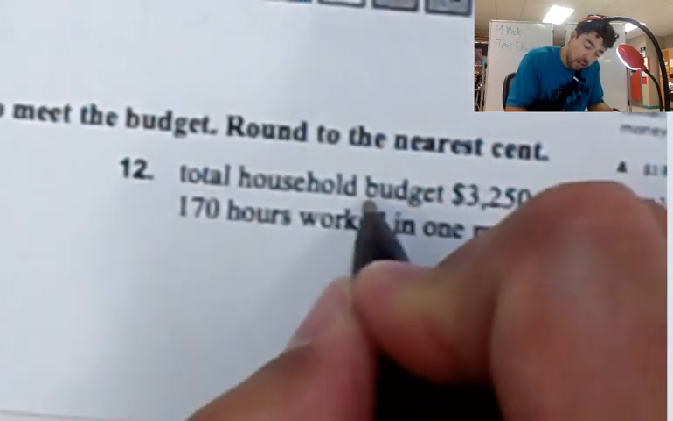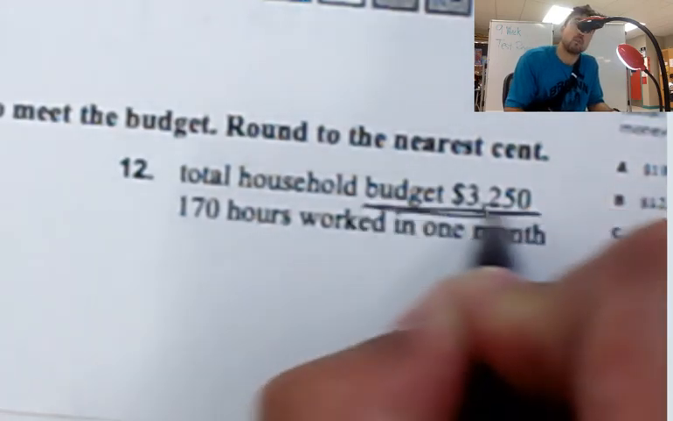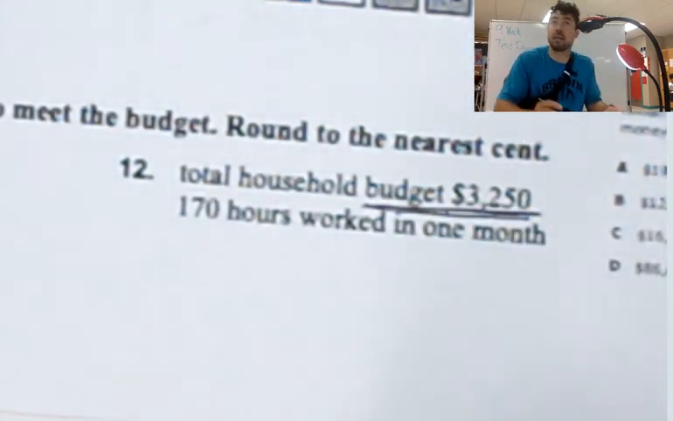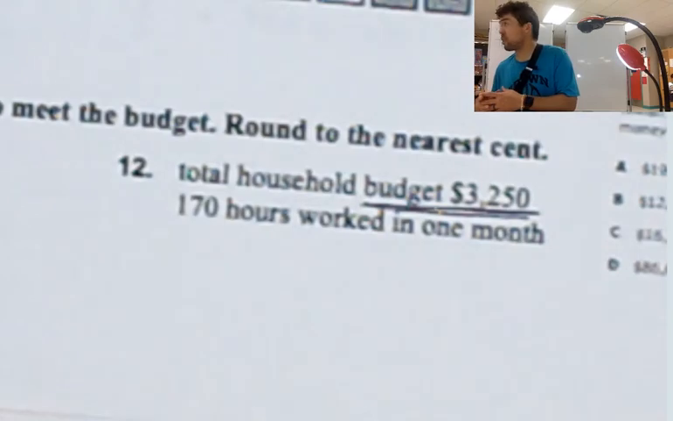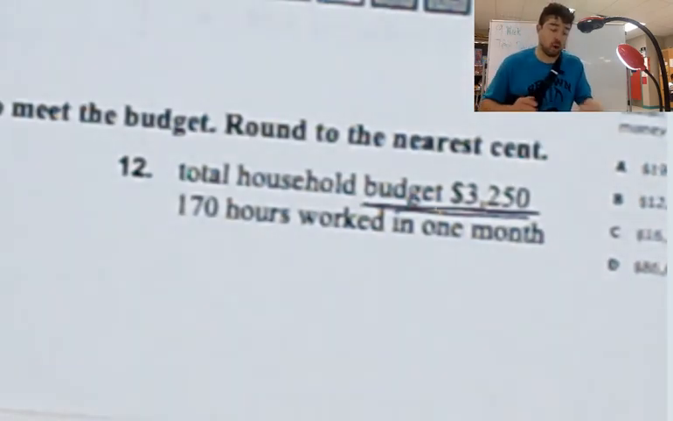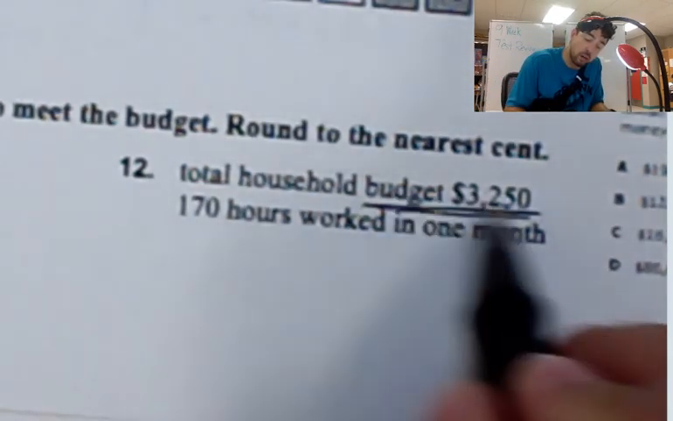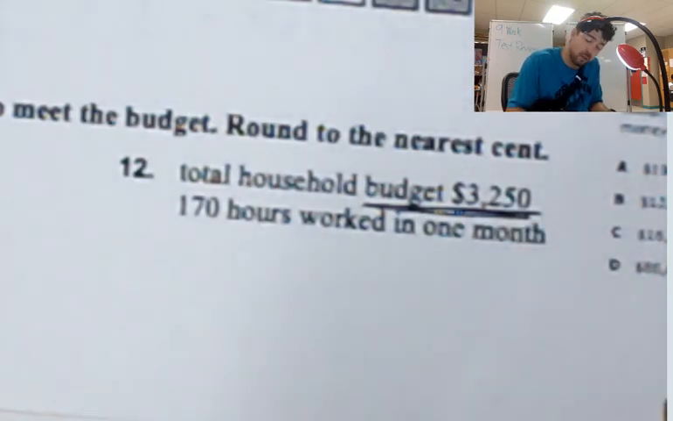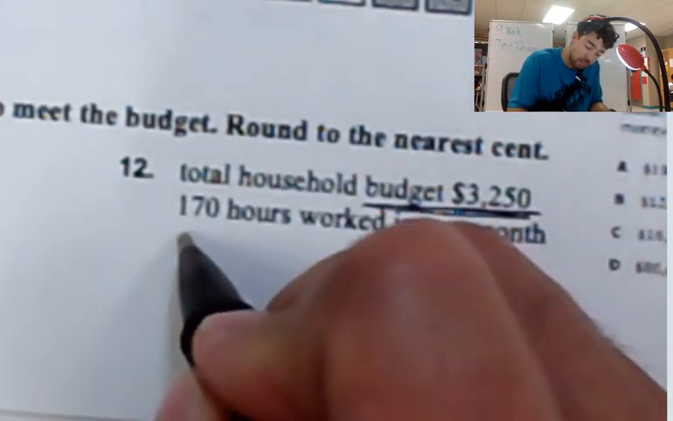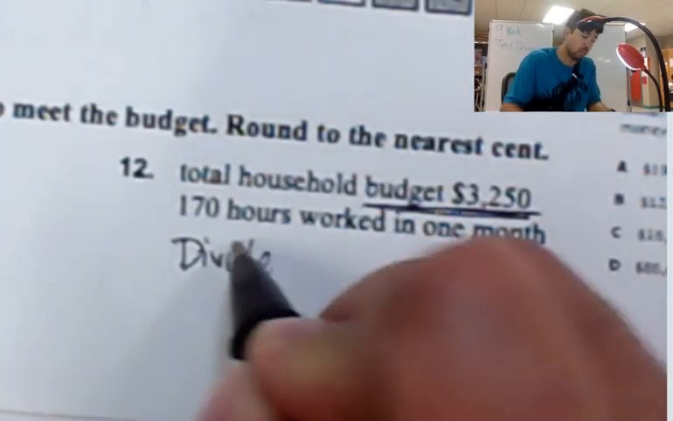Again, number 12. They give you the budget, and you need to figure out what your hourly wage needs to be, meaning how much you're going to get paid in your job per hour in order to cover your budget of $3,250. You're going to divide. Which means we're going to go back to this problem and see how it relates.